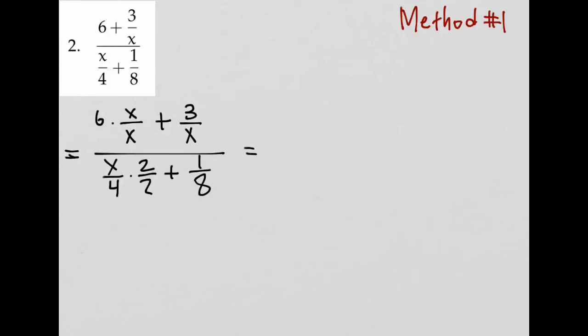That's equal to 6x plus 3 divided by x, all divided by 2x plus 1 divided by 8. And this concludes step 1 of our first method, namely to write the numerator and denominator of our complex fraction as single fractions. I'm going to move on to step number 2, which is converting this problem into a division problem.